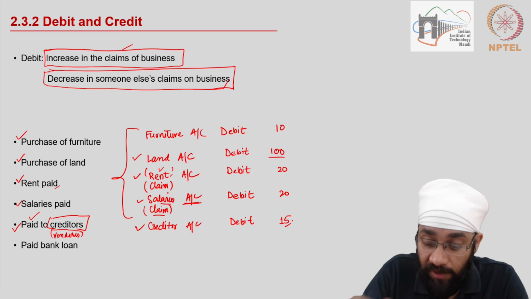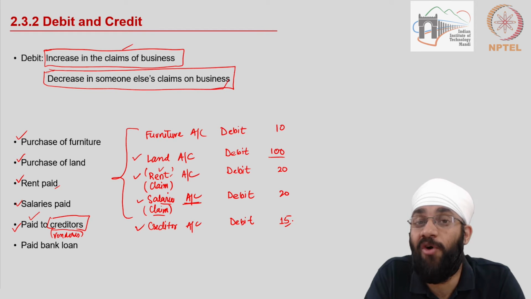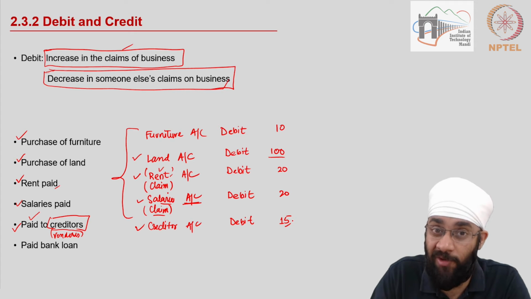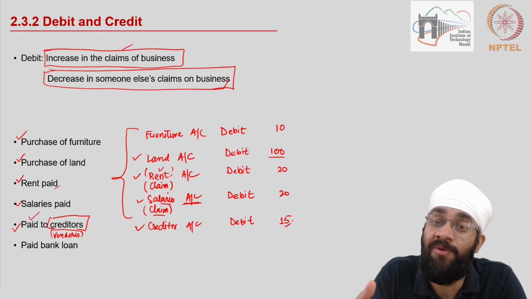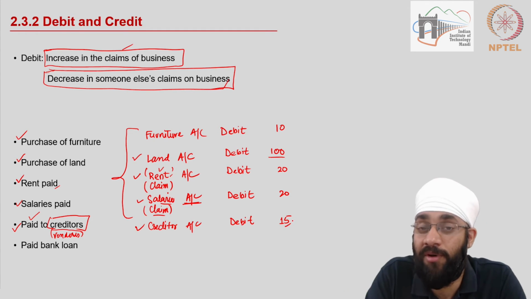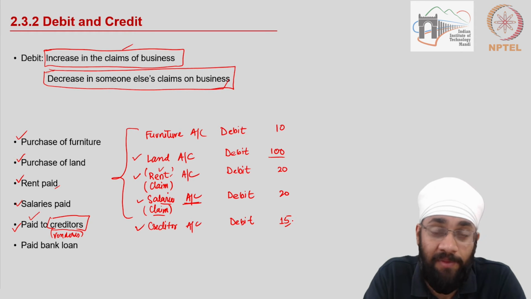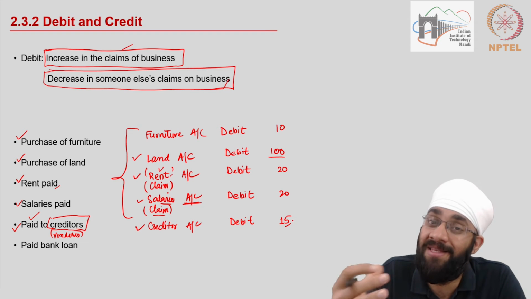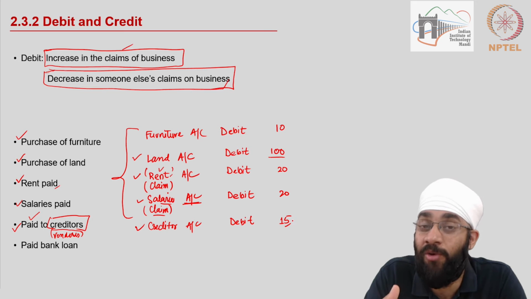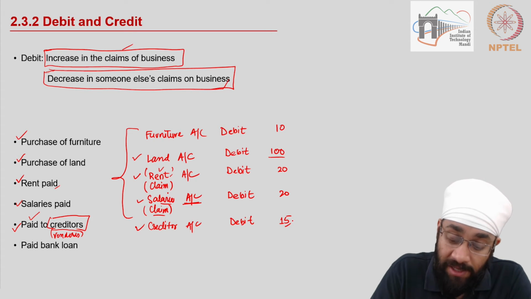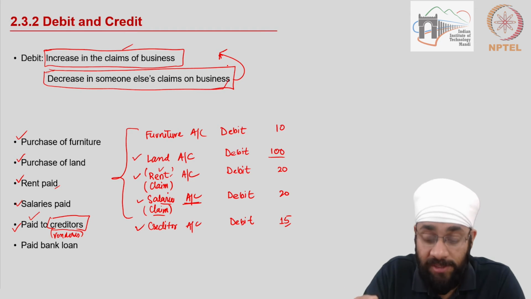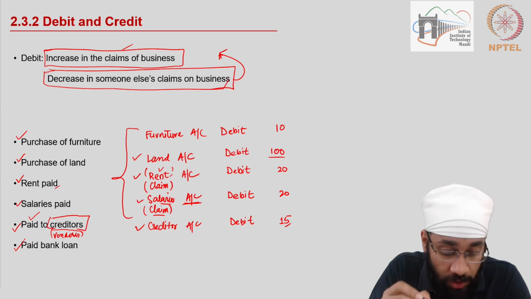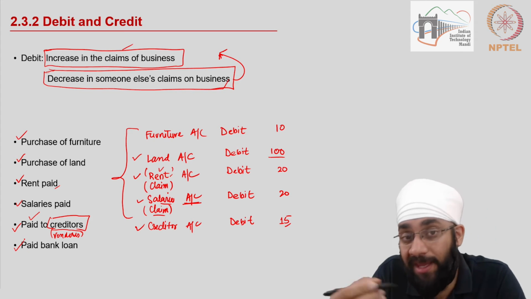Since you have paid them 15 rupees here, their claims on the business no longer exist because you have paid for those claims. The claims only were valid if you did not pay them, and then they can go to the court of law and enforce you to pay. But when you pay them, that claim automatically reduces. So even the reduction in somebody else's claim on the business, when it goes down, you say debit. Because the opposite of it is true. When somebody else's claim goes down, business's claims are going up naturally. It's a zero sum game in that sense. Okay, then you have paid bank loan. You are paying bank loan.